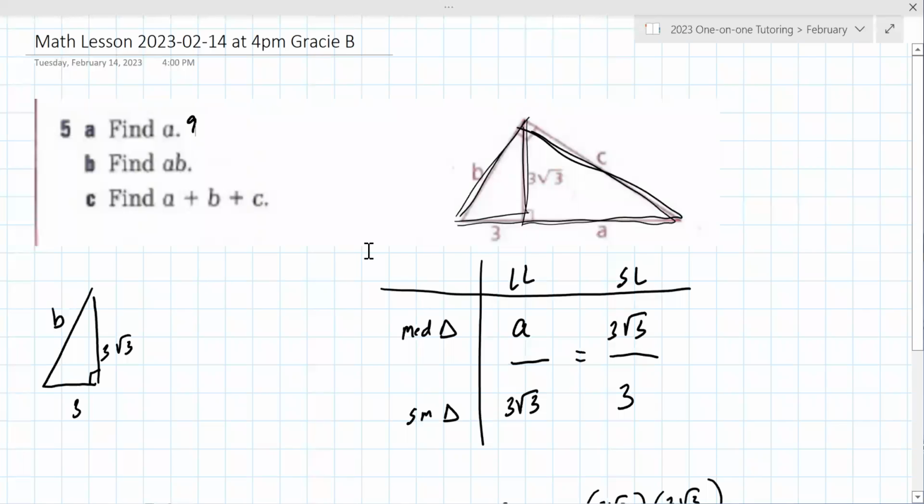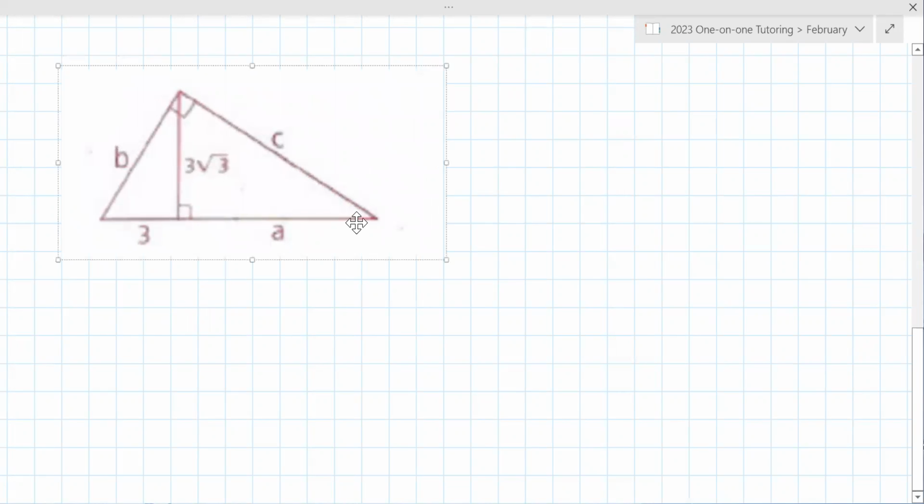To find A times B, you could just find B. Now, I guess we should do it in the spirit of the small, medium, large triangle thing. Sometimes it's not really the best way to do things, but we'll do that. So B, what is B? Well, it's the hypotenuse of the small triangle. And what else do we know about the small triangle? We know the short leg and the long leg.